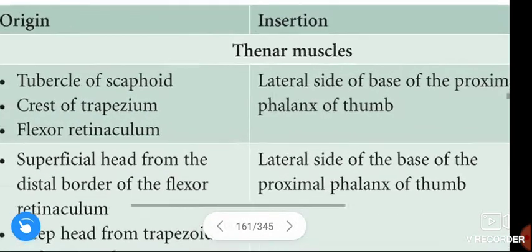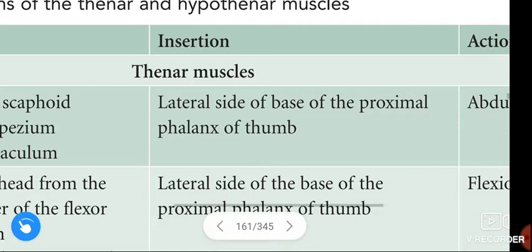Next, coming to the insertion of the abductor pollicis brevis: lateral side of the base of the proximal phalanx of the thumb.